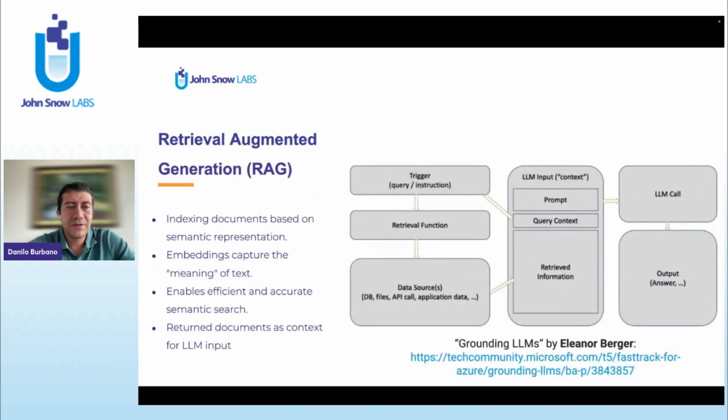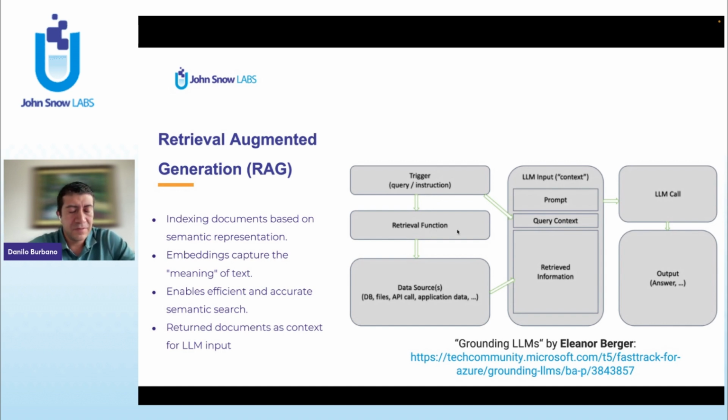Now, let's introduce the concept of retrieval augmented generation. RAG involves indexing documents based on their semantic representation, allowing embeddings to capture the meaning of text. This process enables efficient and accurate semantic search, where the returned documents provide context for large language model inputs. As you can see here in the diagram on the right, it all starts with a user making a query or instruction. So it's basically a trigger that is later sent to a retrieval function.